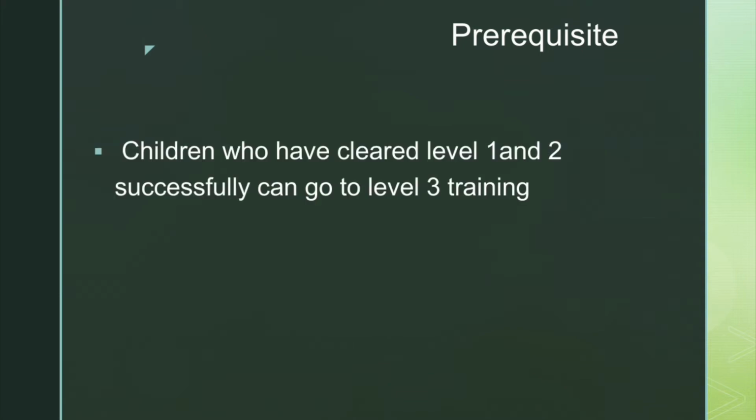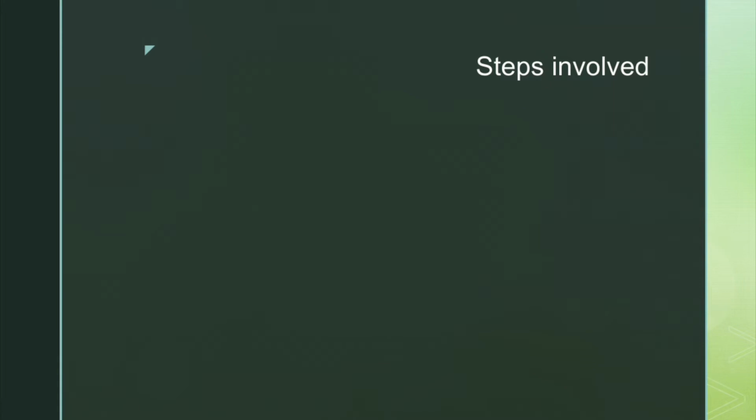So, now what are the prerequisites that are needed to enter into this level? Definitely the children who have cleared level 1 and level 2 training successfully can go to level 3. And the age to start is usually around 3 years. What are the steps involved?